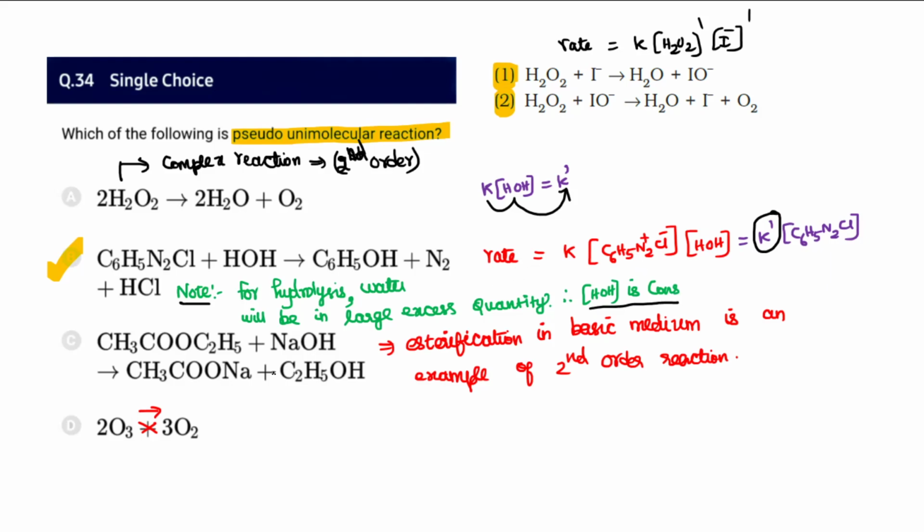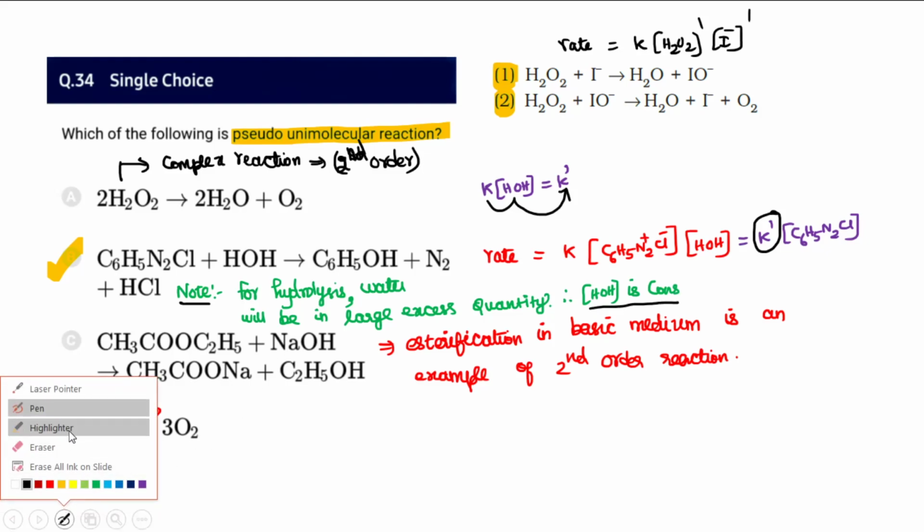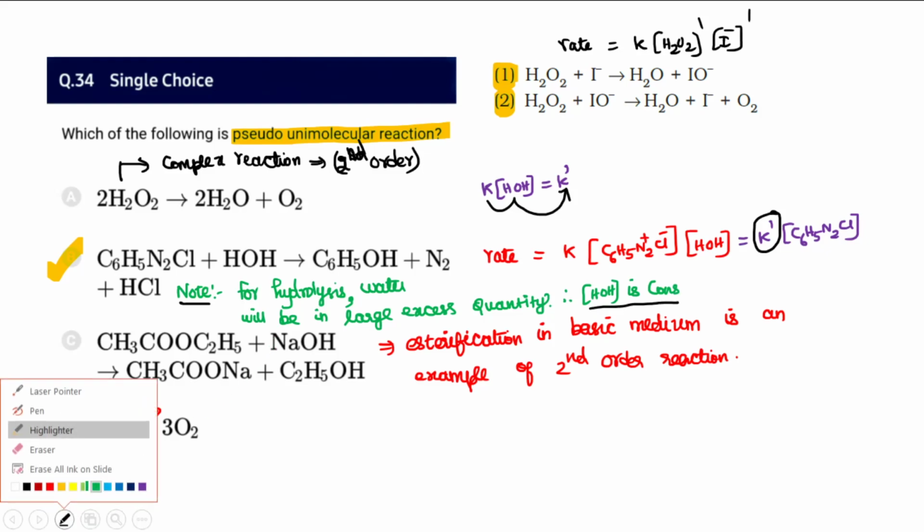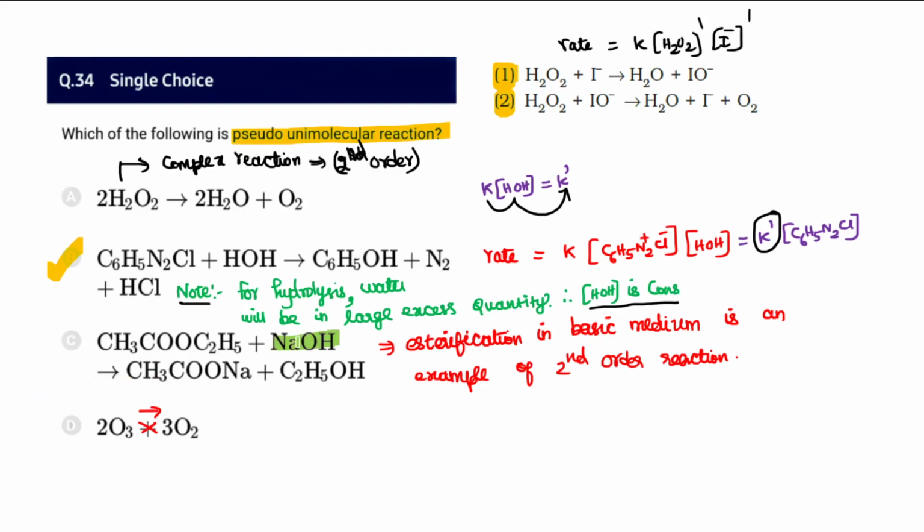And the next one, esterification in basic medium. Here we have NaOH. That's an important trick, I'll say, where you may get trapped. So NaOH is given. So in acidic medium only it is pseudo first order, but in basic medium ester hydrolysis is a second order reaction.